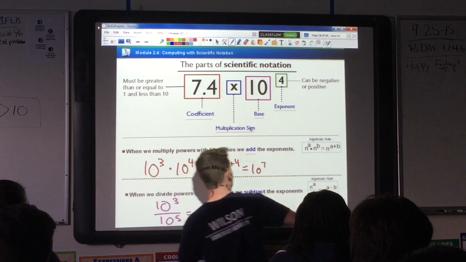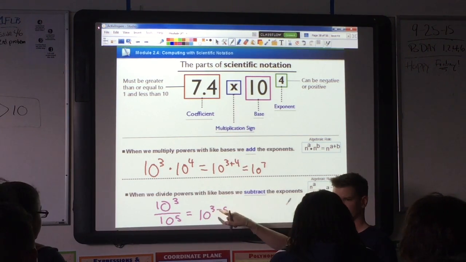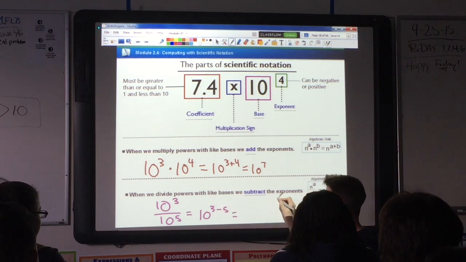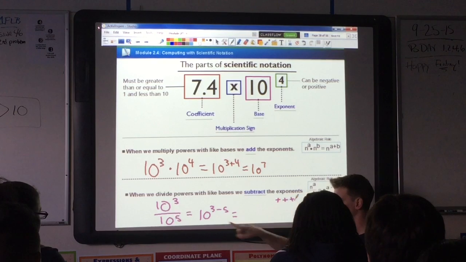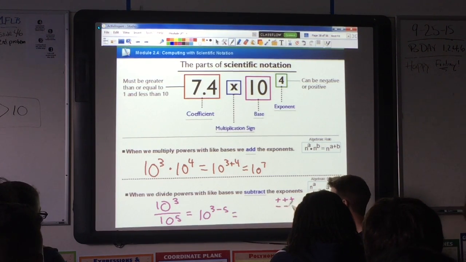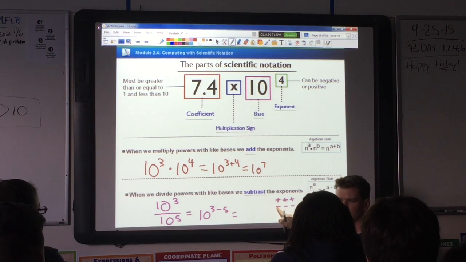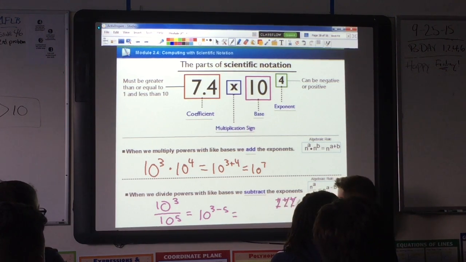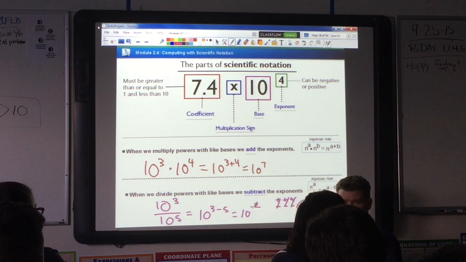Think about it. You can use counters. So what number is this? Positive or negative? Positive. So let's write 1, 2, 3. What number is this? Negative 5. 1, 2, 3, 4, 5. If we have a positive and a negative, they will cancel out. What do we have left? Negative 2. So this becomes 10 to the negative 2.